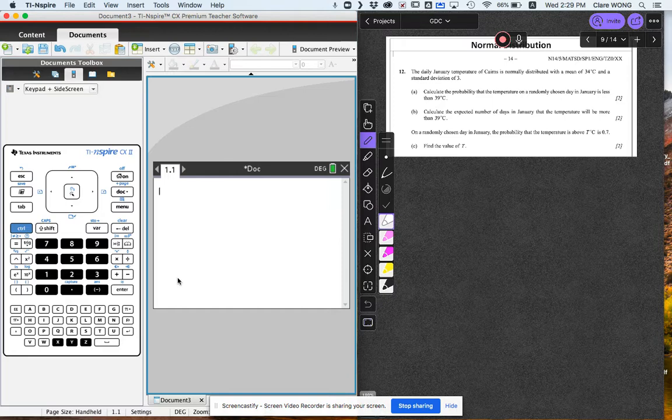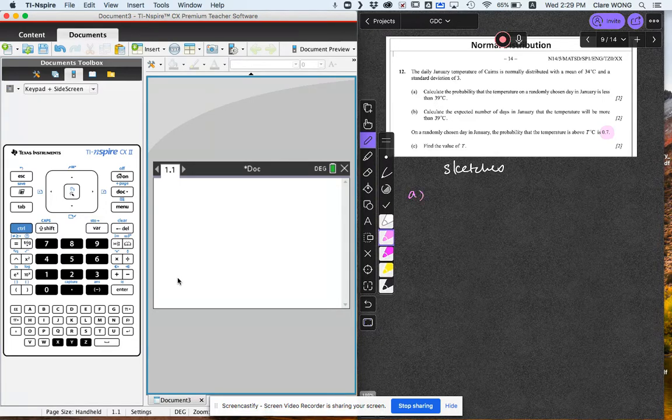So just by looking through the question, the first thing you need to remember is make sure you do sketches, so that you know what you are dealing with, have a visual for these sorts of questions. And the other thing is, usually in Part C, you will be given the probability, and then you need to work backwards.